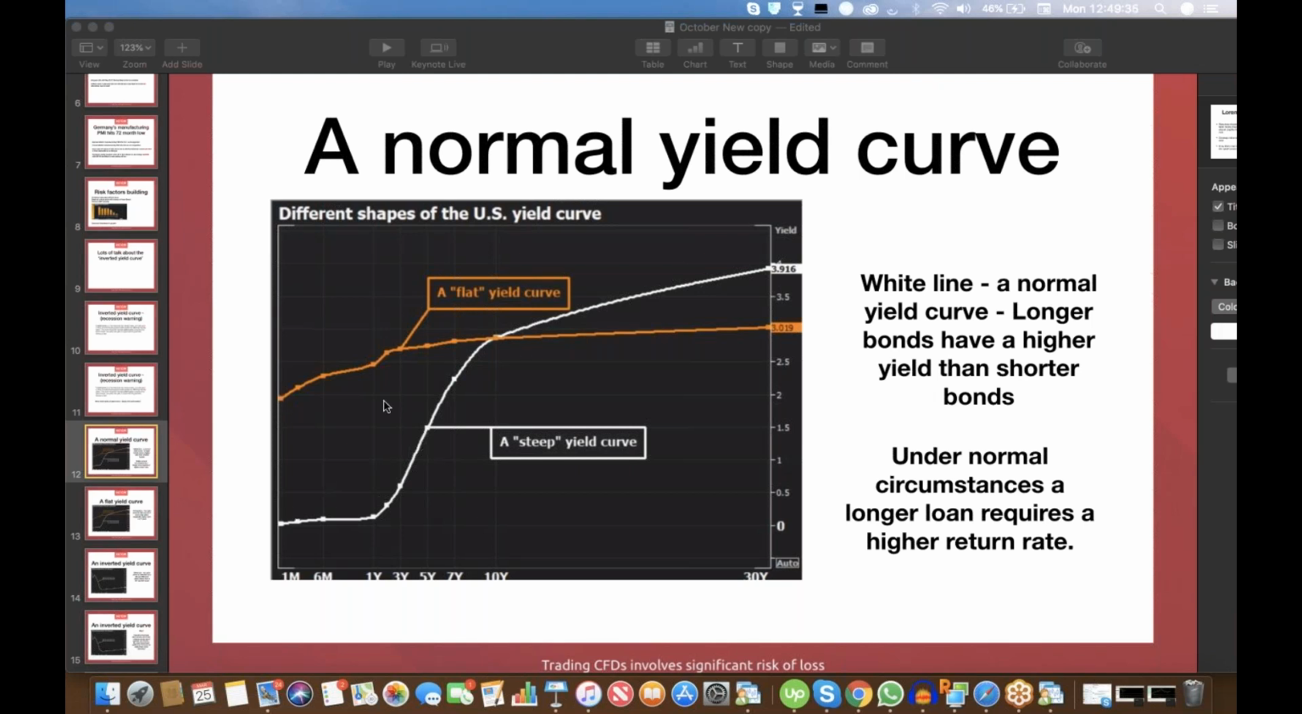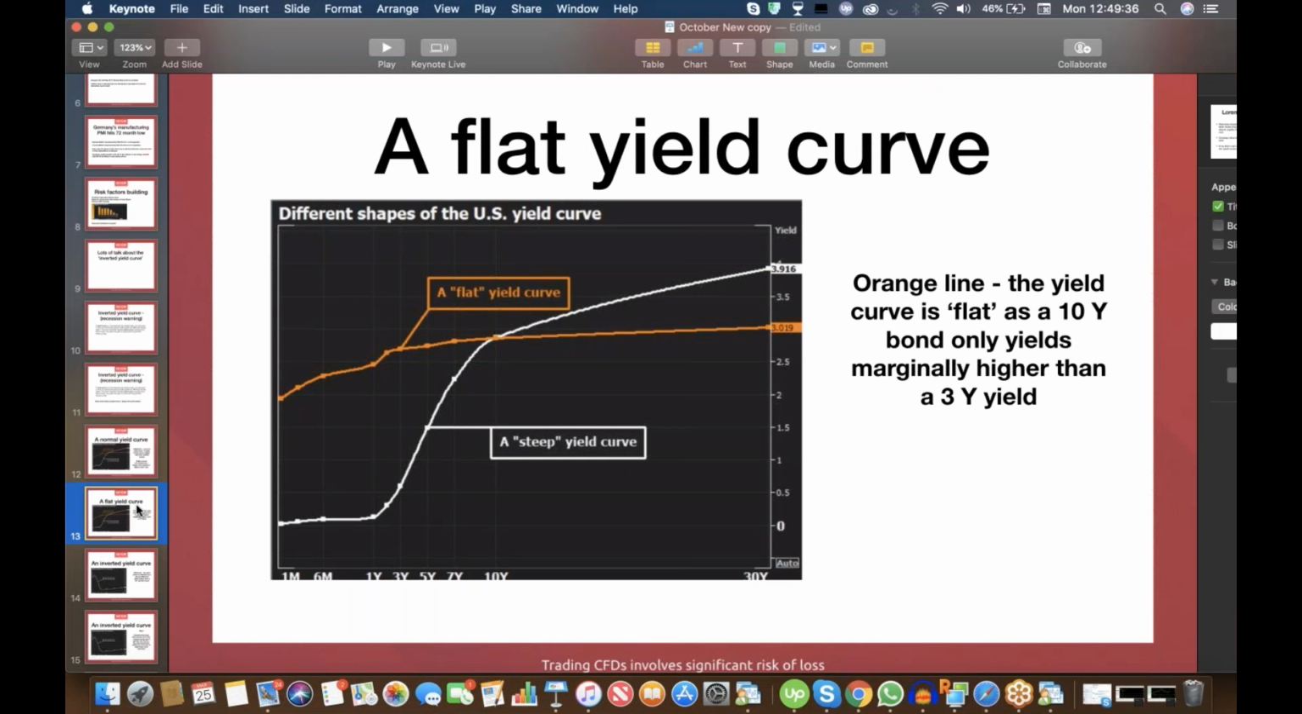Right, so this is a steep yield curve. Now, you look at the next one, you see a flat yield curve. You see that orange line is flat. It's because a 10-year bond only yields marginally higher than the 3-year bond. So here you can see that the yield curve is going flat. In other words, whether we lend for 30 years, 5 years, or 3 years, it's roughly the same yield. It's called a flat yield curve. So the white one is a steep yield curve. That is seen as the ideal, the normal yield curve. A flat yield curve is when things are starting to go out of kilter.